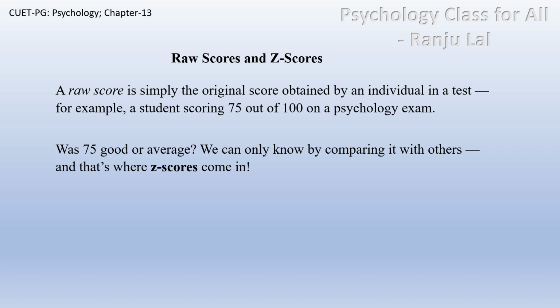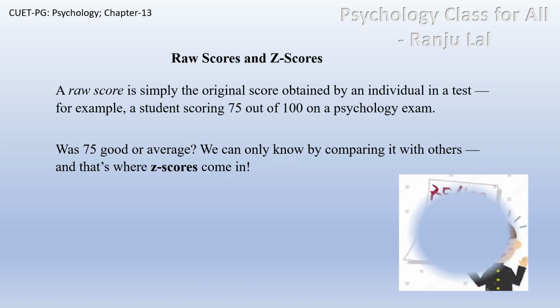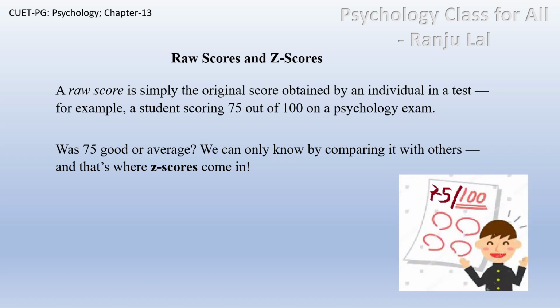However, raw scores by themselves can't tell us much. Was 75 good or average? We can only know by comparing it with others, and that's where the Z score comes in. Transforming raw scores into Z scores.